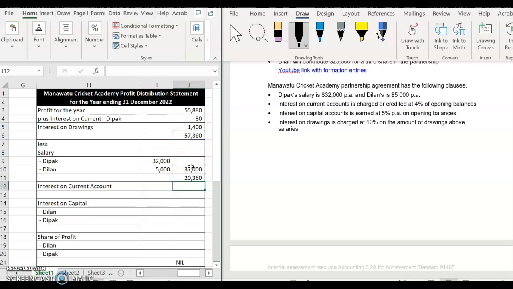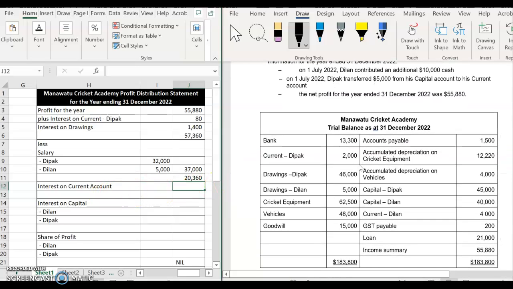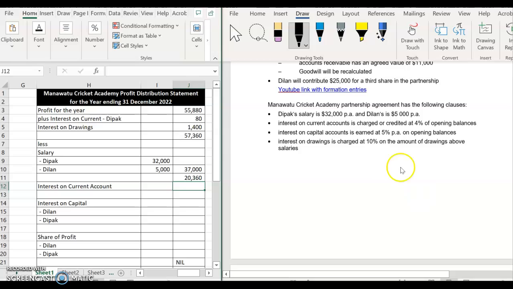So that gives us 20,360 to distribute. We've got a partner here with a credit balance, so that is Dylan. Dylan's got 4,000 current account, and up here it tells us we're going to pay 4% on those. Because there's only one, we can put it in that last column, and we'll take that away.